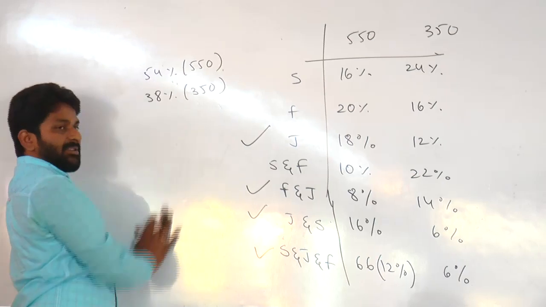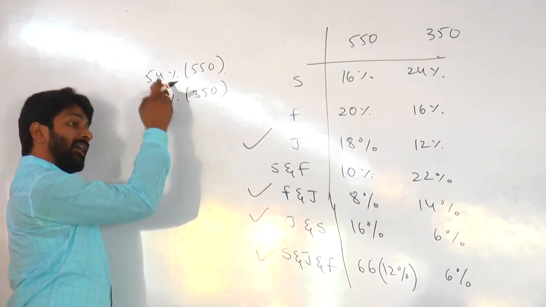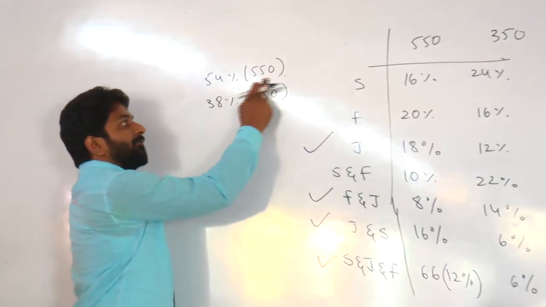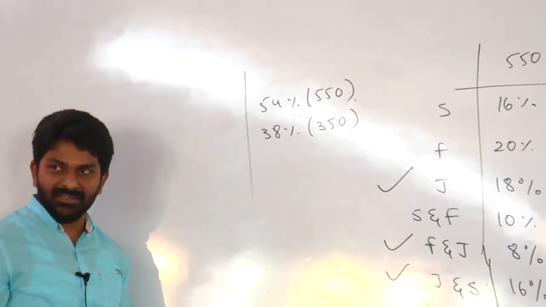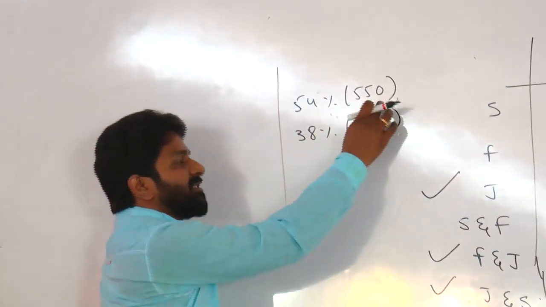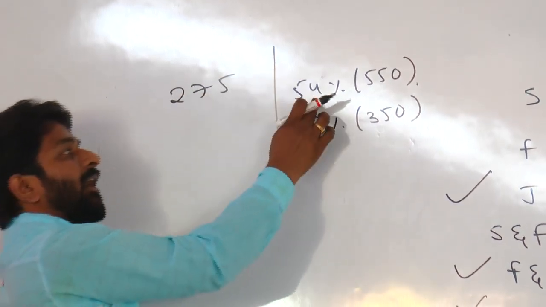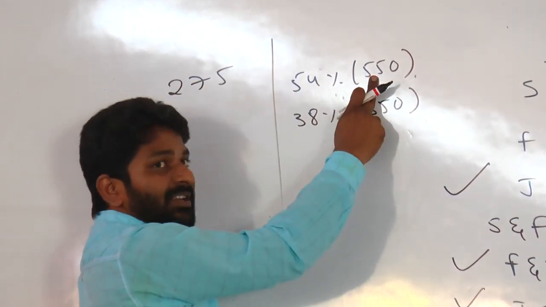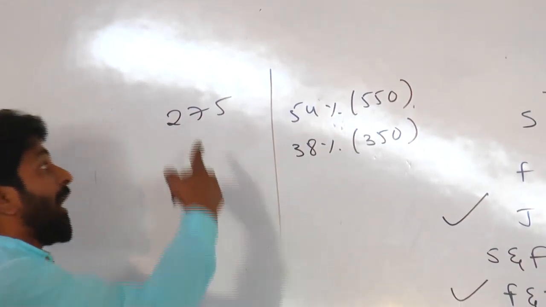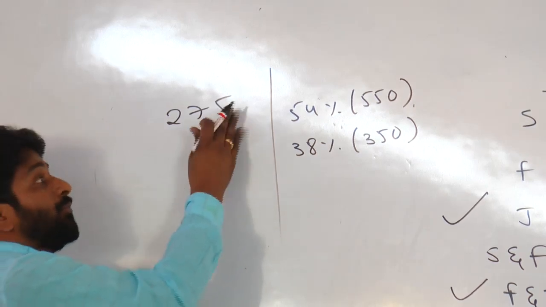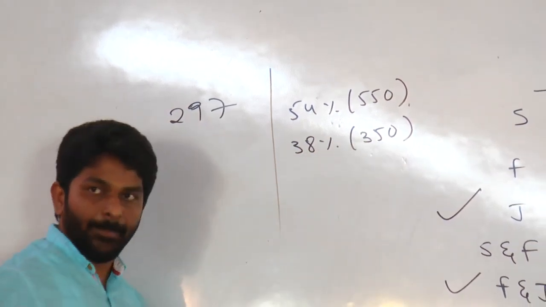It is better to calculate 550. Or else do it: 54% is easy. Don't complicate this. 54% is 50% plus 4%. 50% in the sense half of this. How much? 275. And again I need to calculate 4%. 1% is 5.5. 4% is double, 5.5 double is 11, again double, 22. Add 22. 97 male candidates. And 38% of 350.